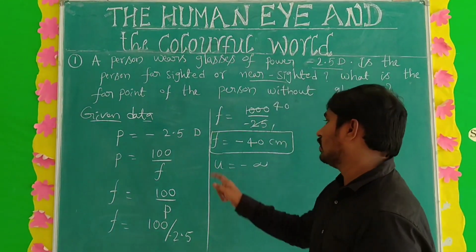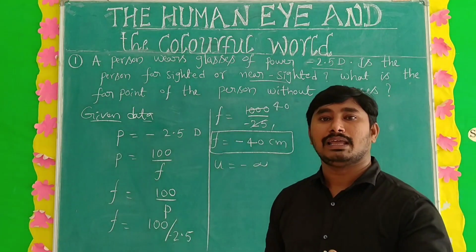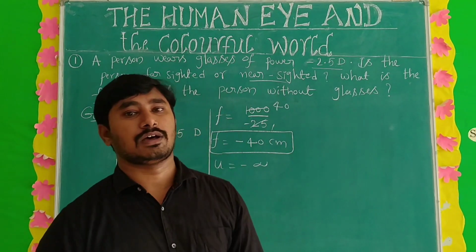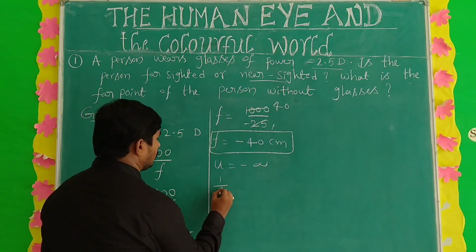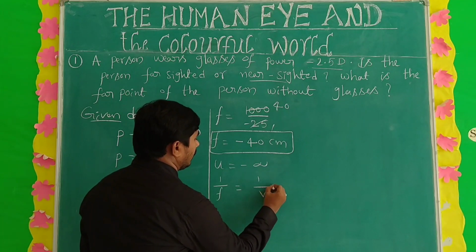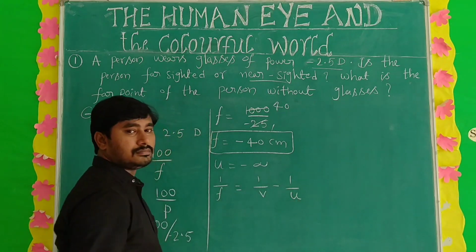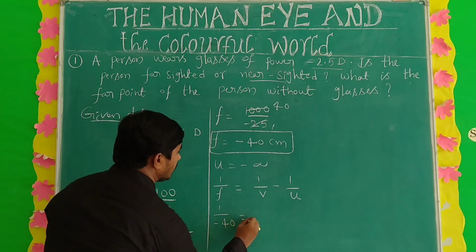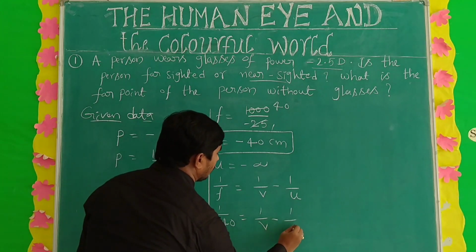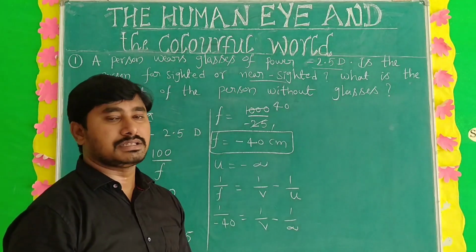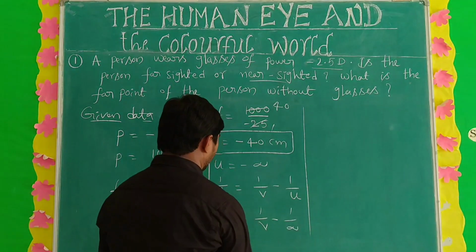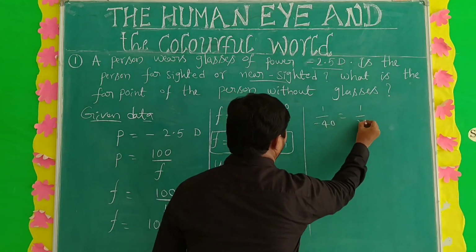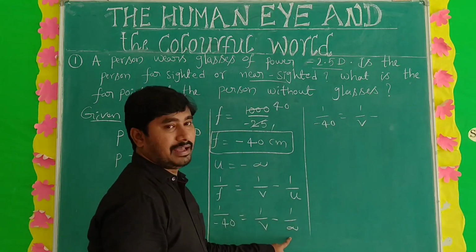Now you know the F value and U value, so you should find the image distance. Image distance is nothing but the far point. You know very well the lens formula: 1 by F is equal to 1 by V minus 1 by U. 1 by F is 1 by minus 40, is equal to 1 by V minus 1 by infinity. Understand? So 1 by minus 40 is equal to 1 by V minus 1 by infinity, and 1 by infinity is nothing but 0.